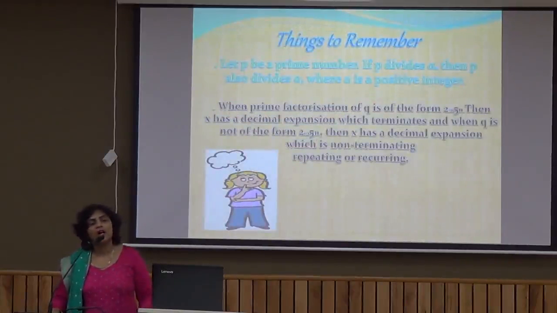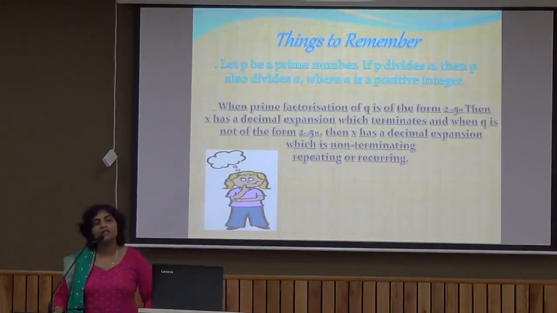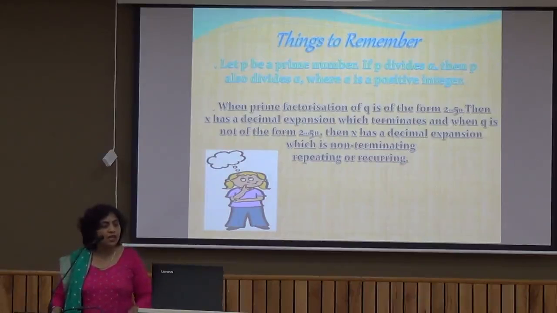Before proving that the square roots of prime numbers are irrational, let's see a theorem: let p be a prime number. If p divides a square, then p also divides a, where a is a positive integer. If we take the prime factorization of q as 2 raised to power m and 5 raised to power n, then x has a terminating decimal expansion. If q is not of the form 2 raised to power m and 5 raised to power n, then x has a non-terminating, repeating decimal expansion.